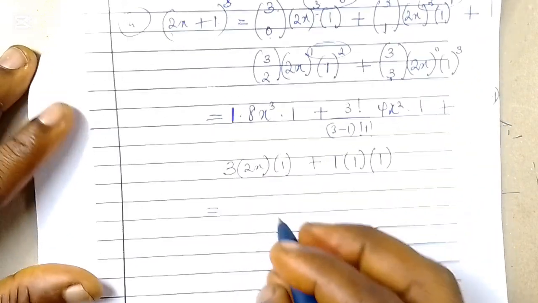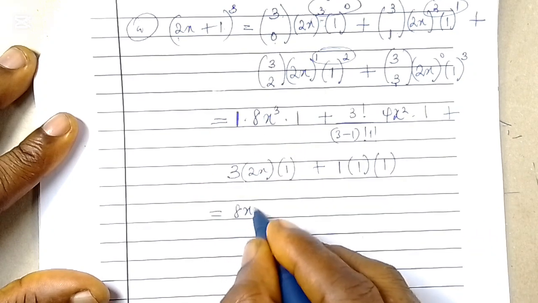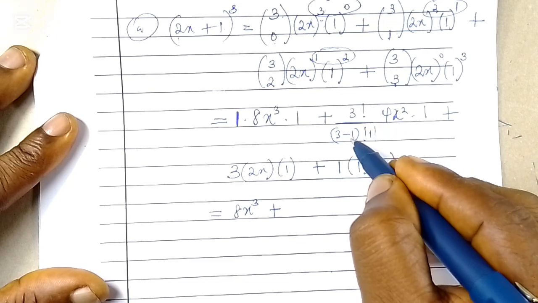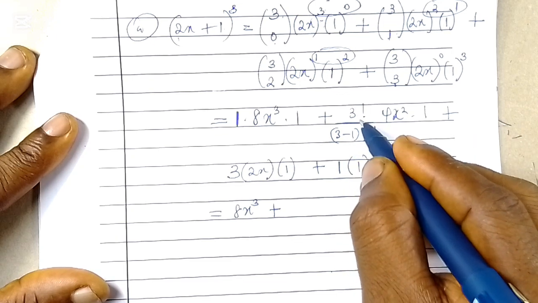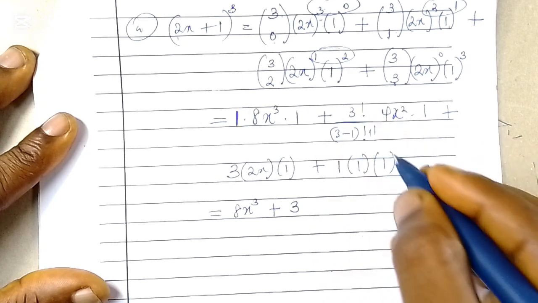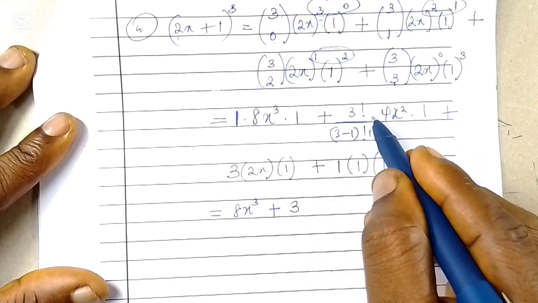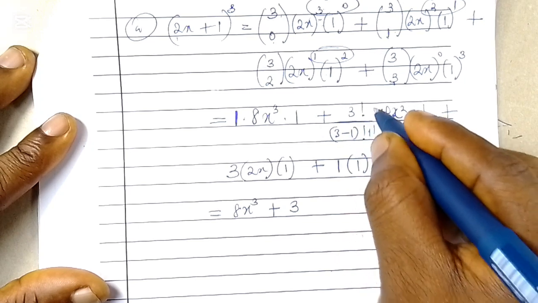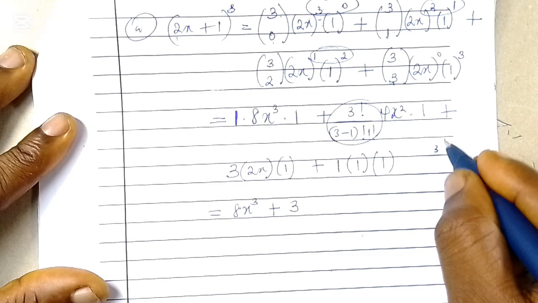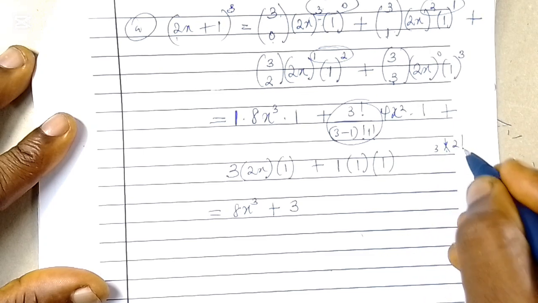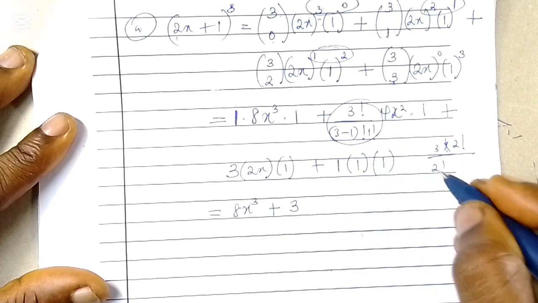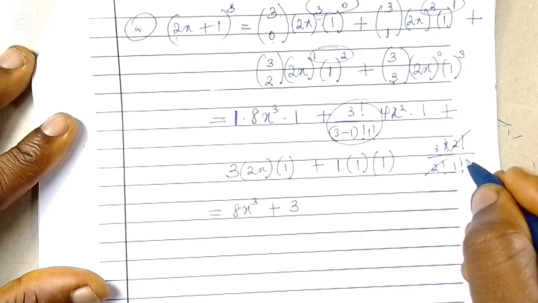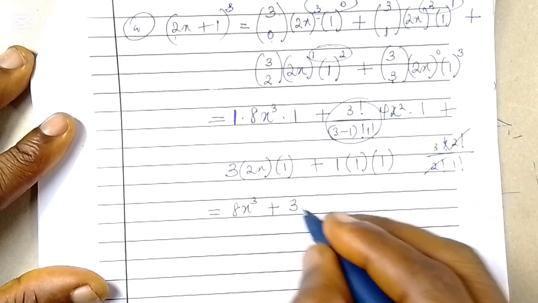So you can now simplify all together: 8x cubed, because 8x cubed times 1 is 8x cubed, plus 3 factorial all over 2 factorial is what you are going to have here, and that will be 3. When you simplify this, 3 factorial is 3 times 2 factorial, and 3 minus 1 factorial is 2 factorial, so that 2 factorial will cancel the 2 factorial. This will cancel this, and 1 factorial is 1. So 3 over 1 is what you have, which is 3.